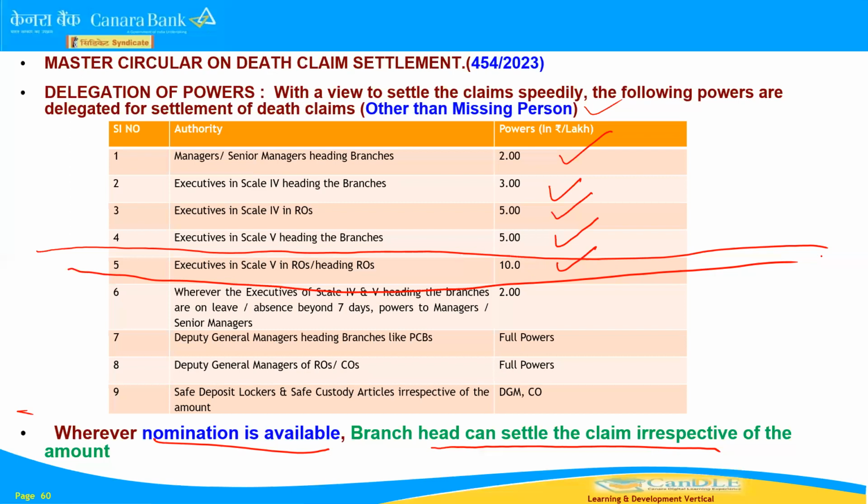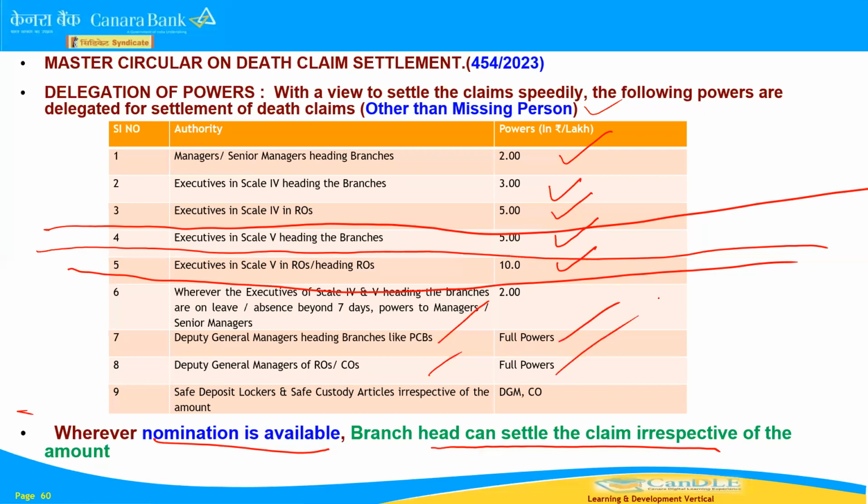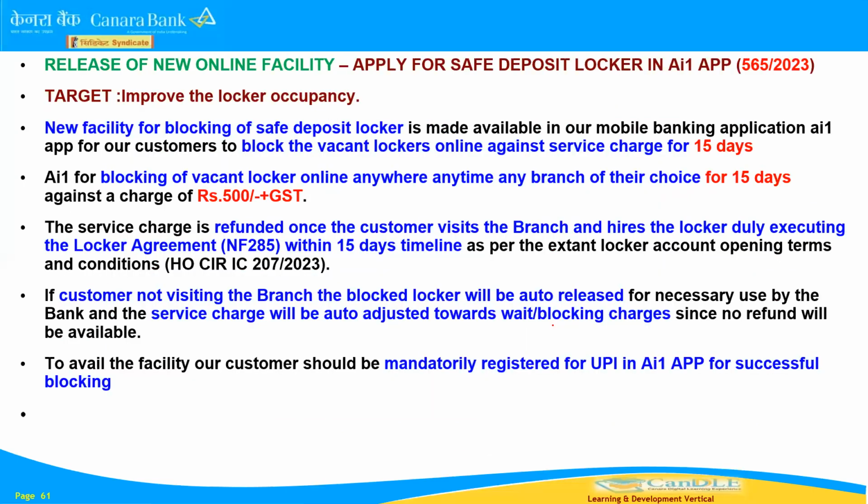Enough. For the branch, you remember 2 lakhs. It is your job. Remaining, scale 4, 3 lakhs, RO, at least up to RO you remember. Minimum to minimum: scale 4 heading a branch, chief manager in a branch, up to 3 lakhs. RO means 5 lakhs, you will have the power. And please remember, DGM PCBs RO's have full powers. And remember, for safe deposit lockers and safe custody, irrespective of the amount, only DGM CO can empower to settle the claim. Even in lockers, you don't know the value, right? We have to value it. So safe custody and safe deposit were kept like that.